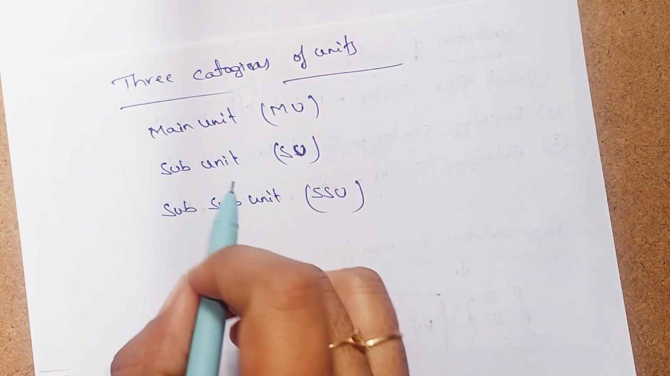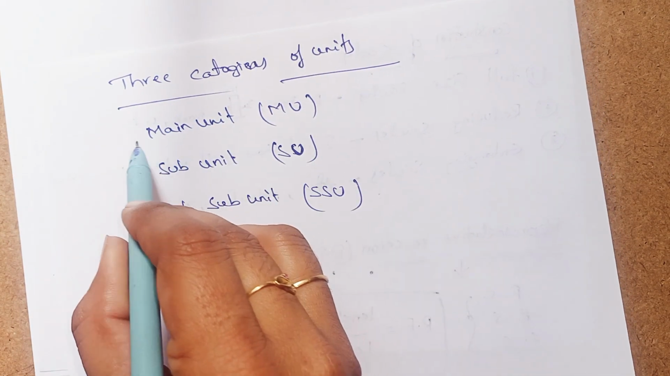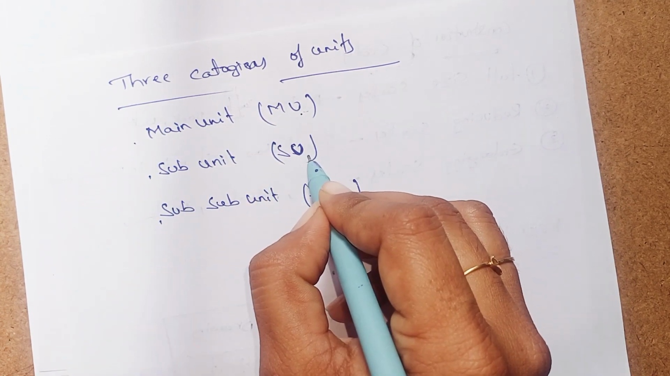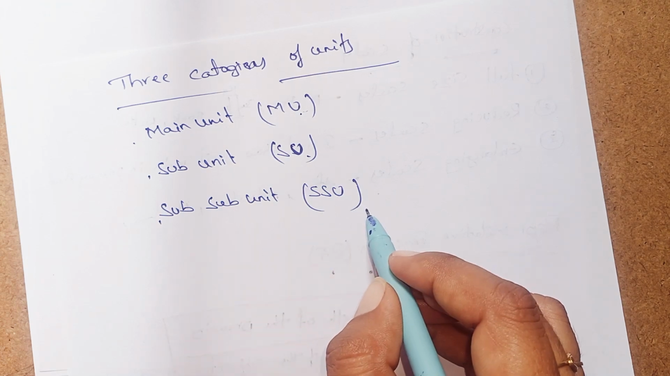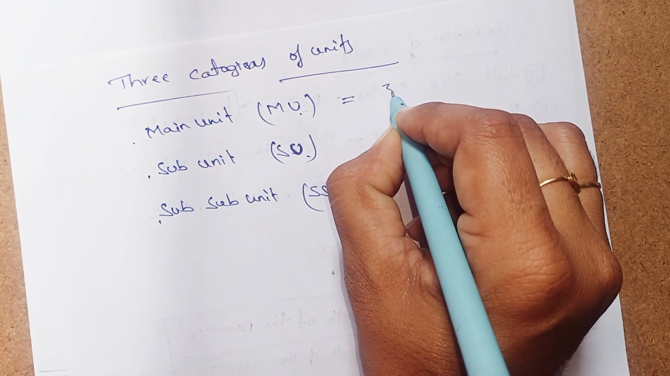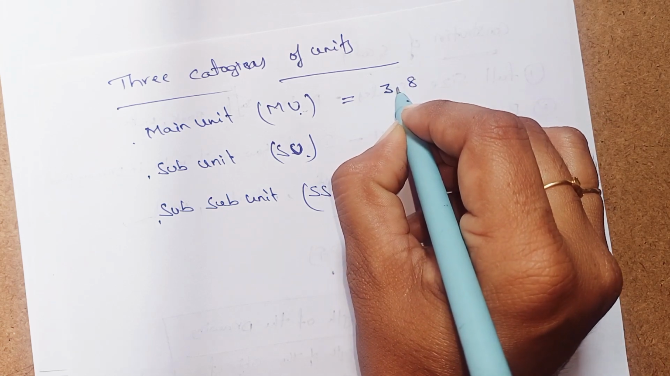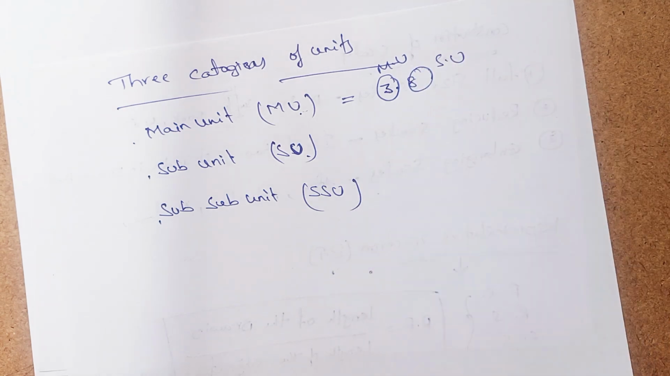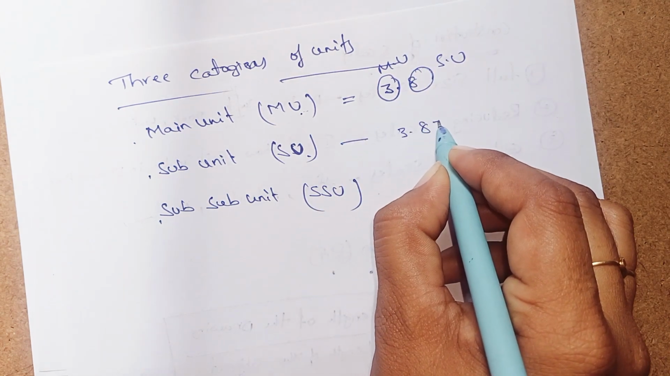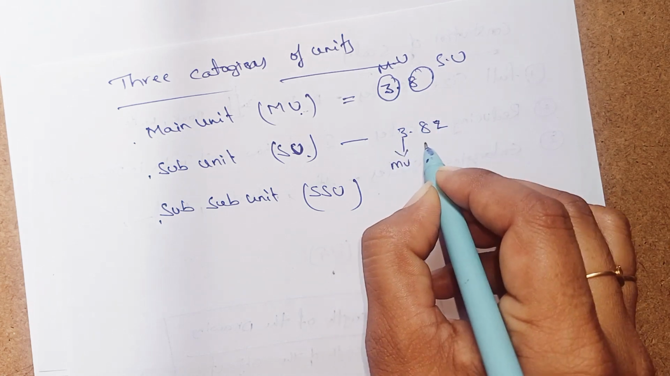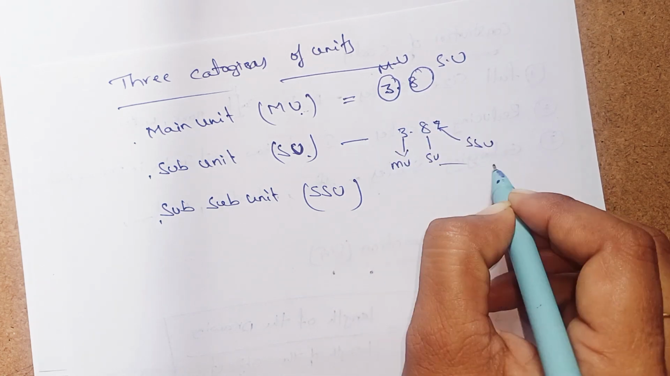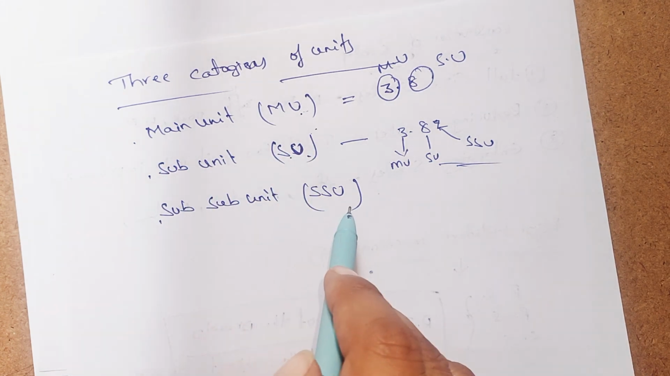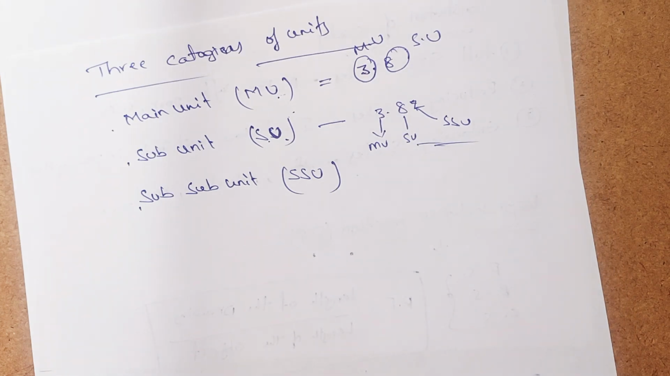And there are 3 very important categories of units: main unit, subunit, and sub-subunit. The main unit we call MU, the subunit we call SU, and the sub-subunit we call SSU. Suppose the distance is 3.8: 3 is the main unit and 8 is the subunit. And in 3.82, 3 is the main unit, 8 is the subunit, and 2 is the sub-subunit. We have to consider it like that only. These 3 categories are very important in your plane scale.